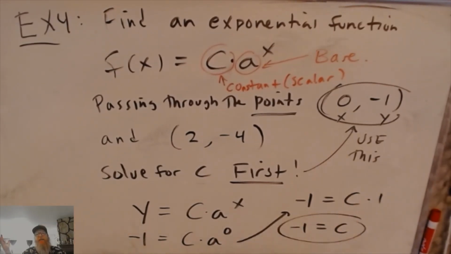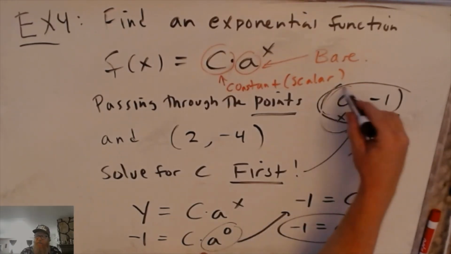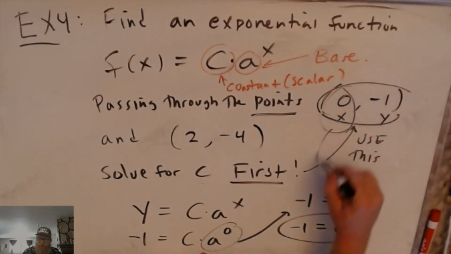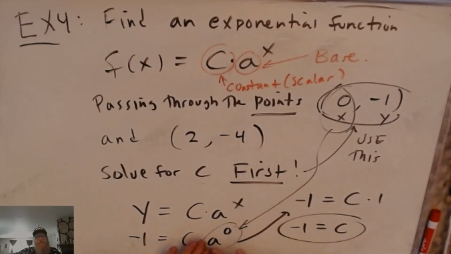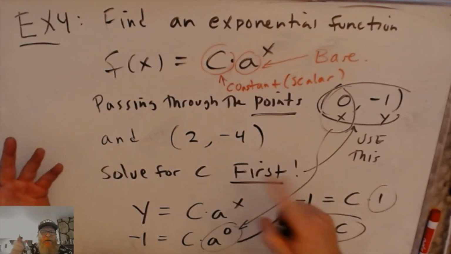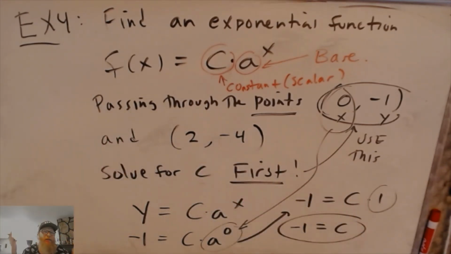You're going to immediately get that your c is equal to -1. That's the magic of the exponential function. When you plug in 0, it always kills the base. So you have a to the 0 power. Well, that just becomes 1. So it's gone. Remember, I don't want to say 1 is nothing, but it sort of is. When you're solving an algebraic equation and you have a 1, you might as well not even have it. So you just have c is equal to -1.